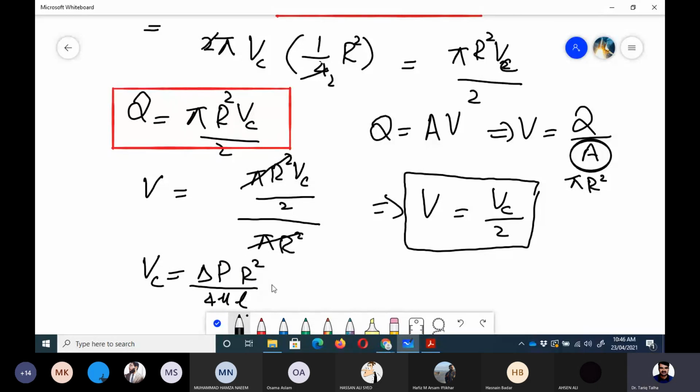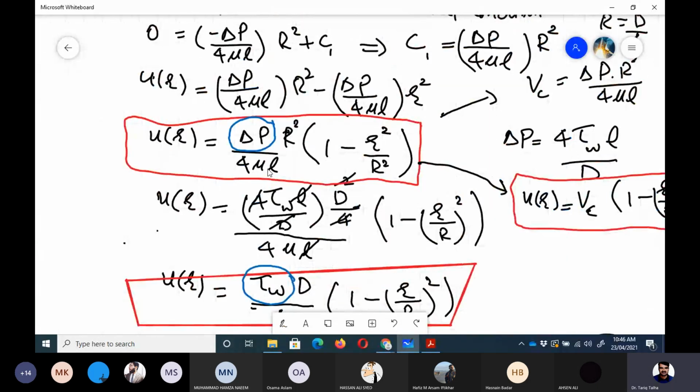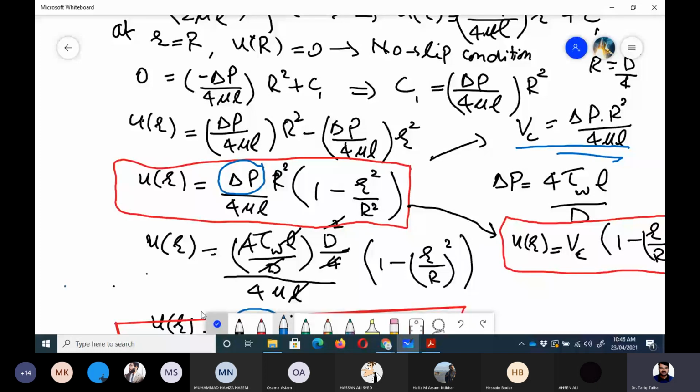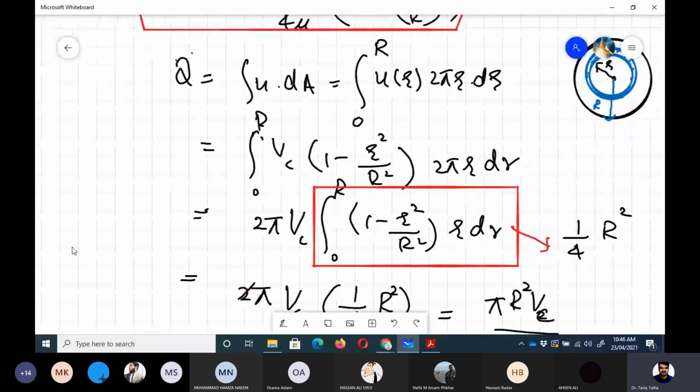That is something which we derived here, if you remember. Vc is equal to delta P R square upon 4 mu L. I have written it here. So now we can put that value.